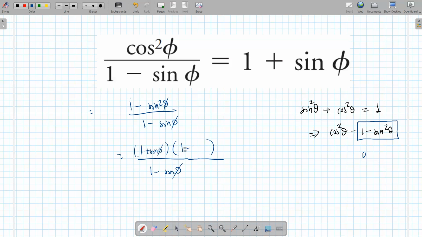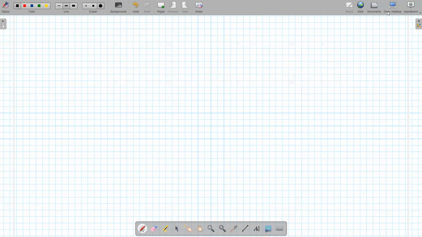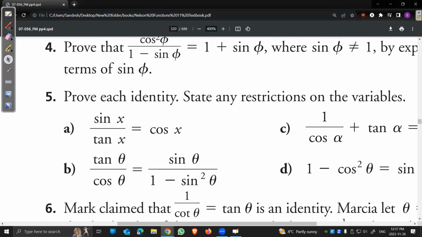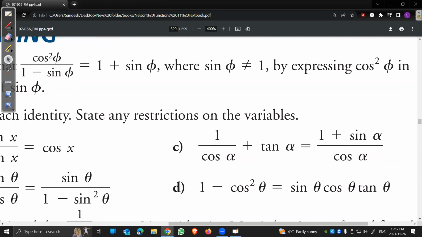That's it. Can we cancel out the 1 minus sines, these two? Yes, we can, and there we go. We get the other side, right side. So we proved this. Okay, that's the entire goal. All you had to know here was this. And sometimes you do have to play around with it. All of these are pretty, I think, 1 or 2 steps.